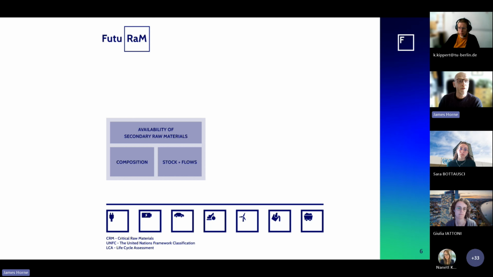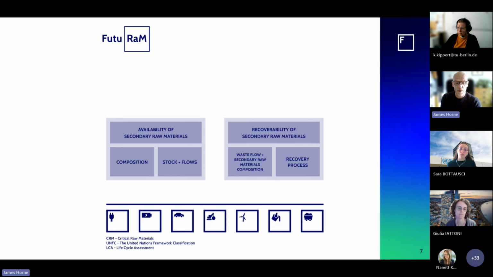One of the new approaches we developed in the project was the development and use of a recovery model, and this enables estimates regarding the quantity of secondary raw materials that could be extracted from the waste stream. So we're looking at the recovery processes, what is realistically and practically possible to extract from the waste generated. And some of this data is presented in the Urban Mine platform. Hopefully you've all had a chance to visit the Urban Mine platform. The link will be available later in the webinar.